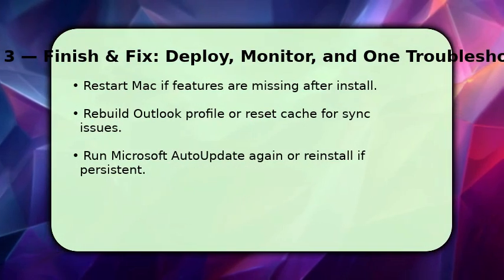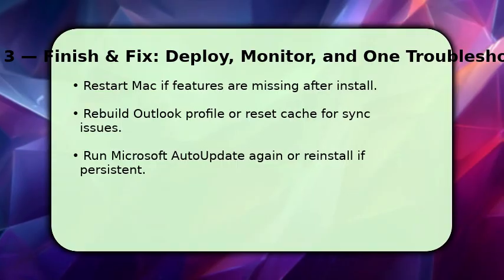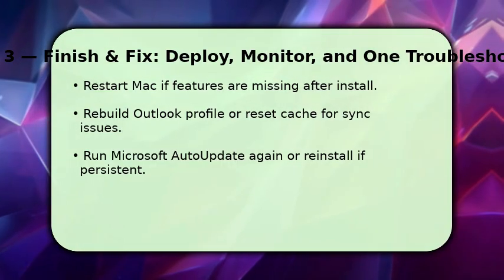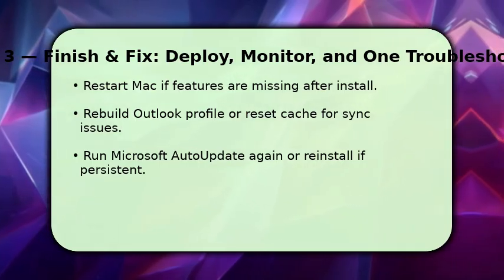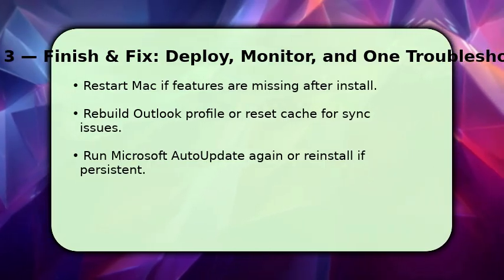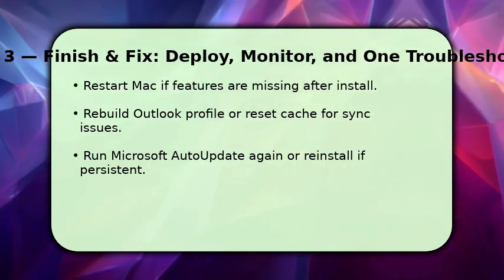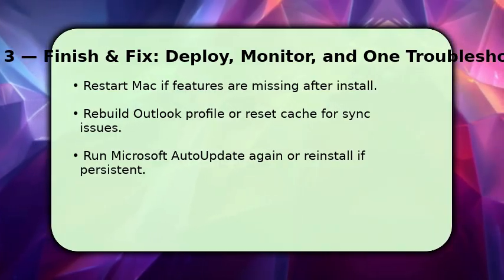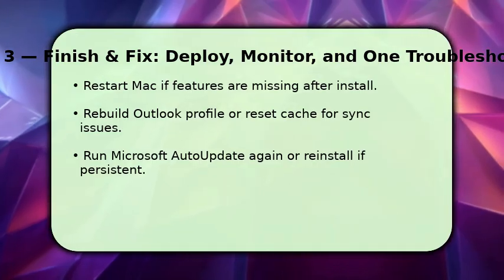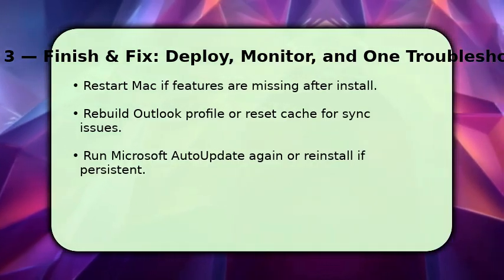If mailboxes fail to sync or search is broken, rebuild the mailbox or clear Outlook cache to force reindexing. That repairs corrupted local data. If issues persist, run Microsoft Auto Update again, then consider reinstalling Outlook because a fresh install replaces broken files. One key troubleshooting tip: sign out and back into your Microsoft account.